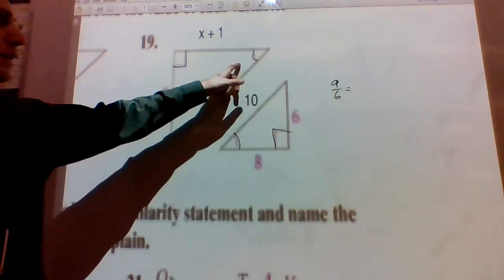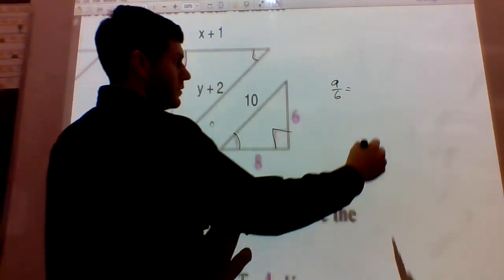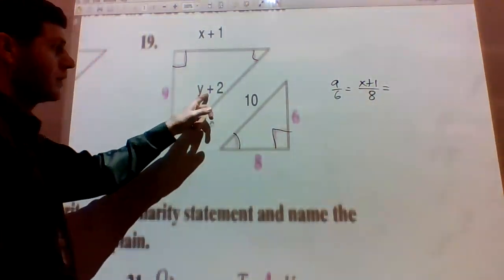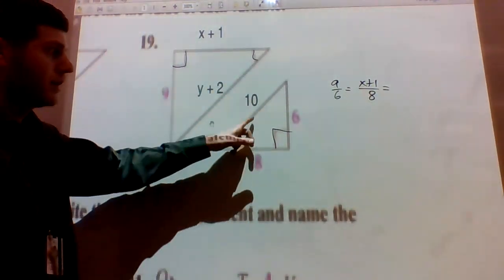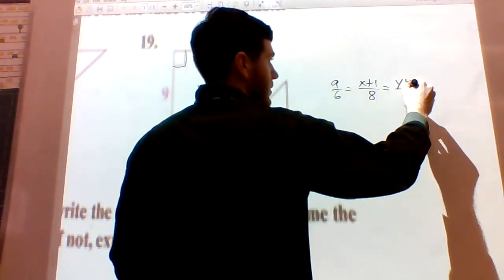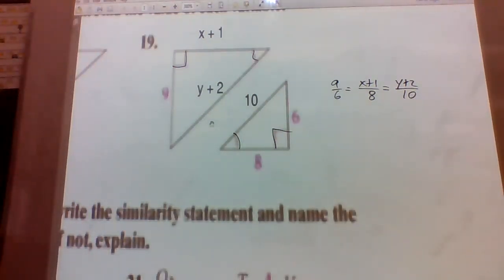Between the right angle and the arc, we have x plus 1 and 8. So x plus 1 is going to correspond with 8. And then the hypotenuse is y plus 2, and the hypotenuse on this one is 10. So y plus 2 over 10. We want to find x and y.